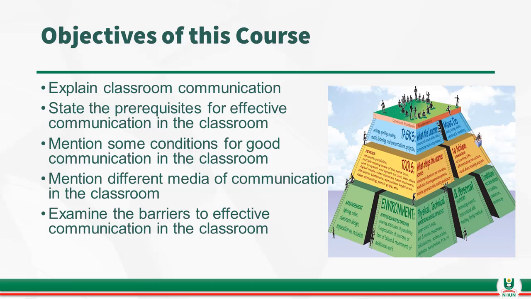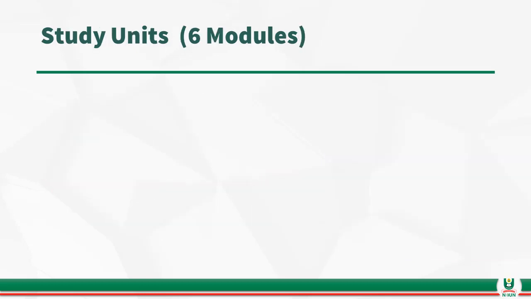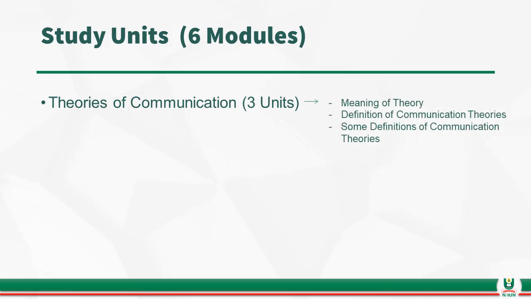Then examine the barriers to effective communication in the classroom. So what are we going to learn? The course units are divided into 12, which has 6 modules, and the first one is theory of communication, which has 3 units. Those 3 units are meaning of theory, definition of communication theories, some definition of communication theories. These also are very, very important.